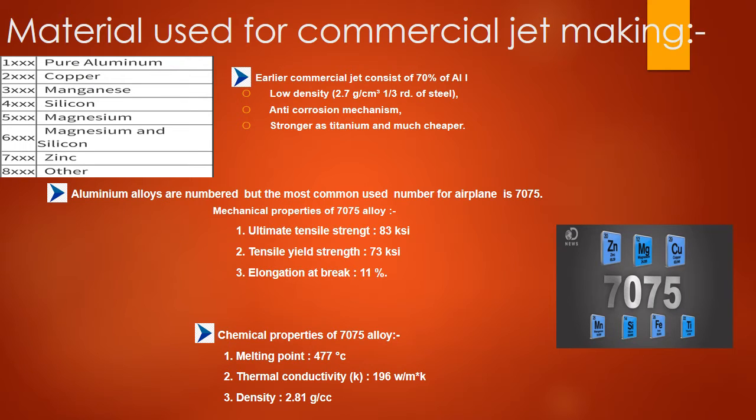Material used for commercial jet making. The reason for using aluminium is its low density of about 2.7 gram per centimeter cube, which is one-third that of steel, and it has an anti-corrosive mechanism, is as strong as titanium and much cheaper. Aluminium alloys are numbered. The most common number used for aircraft making is 7075. It consists of zinc, magnesium, copper, and small traces of manganese, silicon, iron, and titanium.